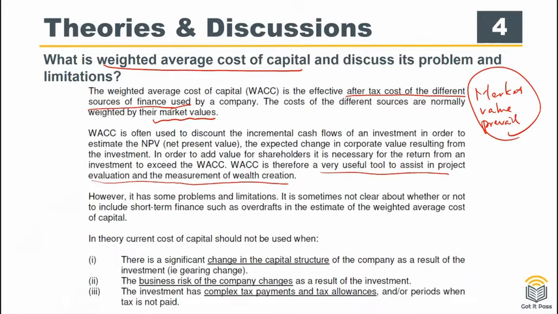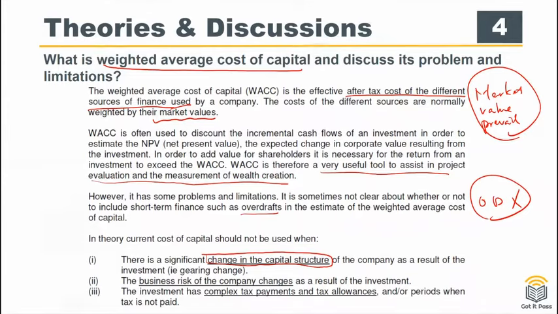But the problems and limitations of WACC are that sometimes it's not clear whether or not to include short-term finance such as overdraft in the estimate of the weighted average cost of capital. In general, we don't include any overdraft in the WACC calculation. And sometimes its usage is limited. For example, when there is a significant change in the capital structure of a company, you have to re-estimate the cost of capital.